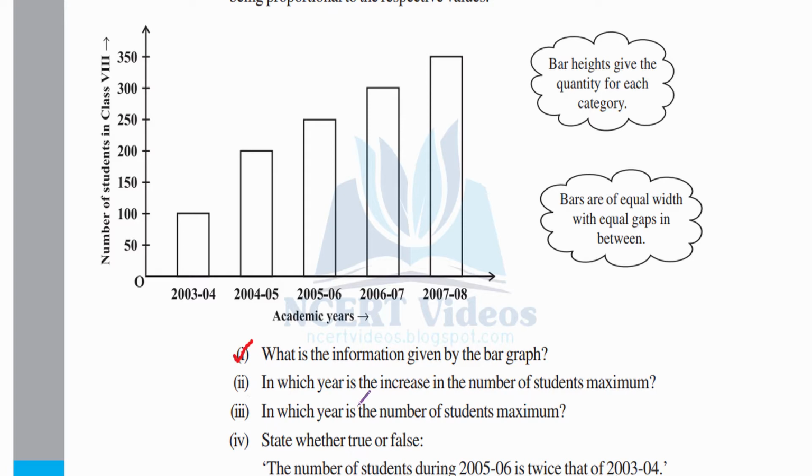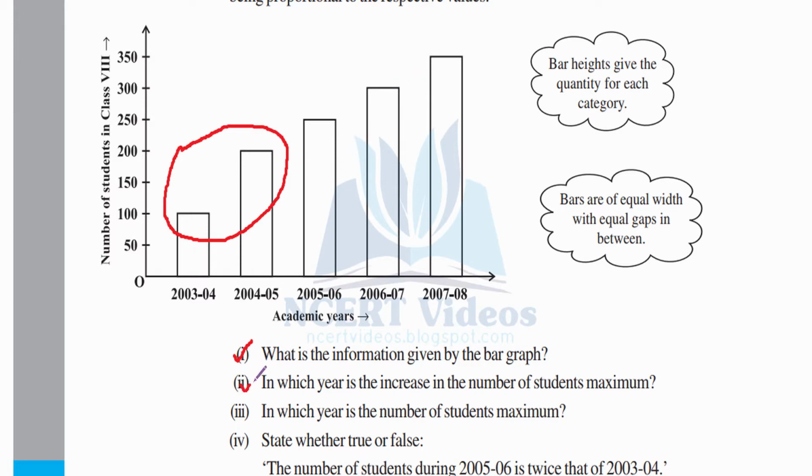Second one, in which year is the increase in the number of students maximum? Consider these bars as staircases. So the maximum distance between any two staircases or bars in this case will give us the increase in the number of students, which is maximum. By visual inspection we see that here the rise is maximum. That is, this step length is greater than the other steps.